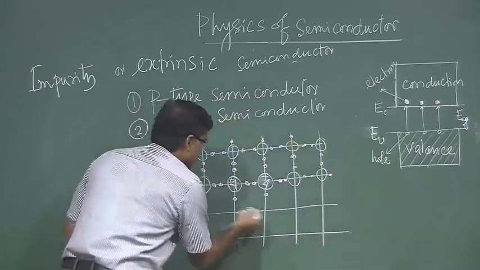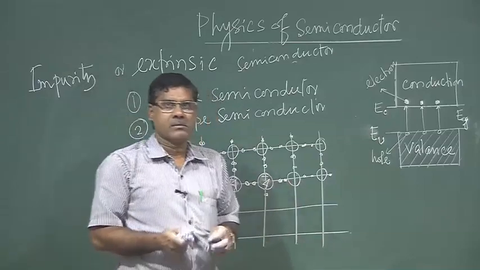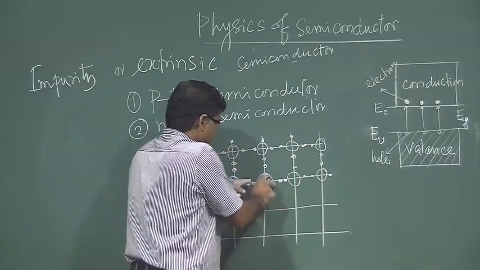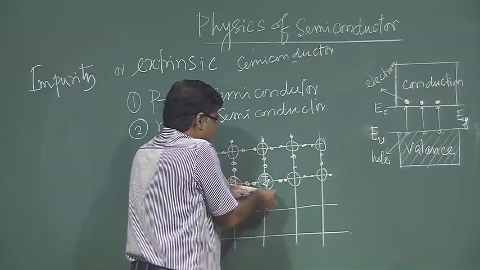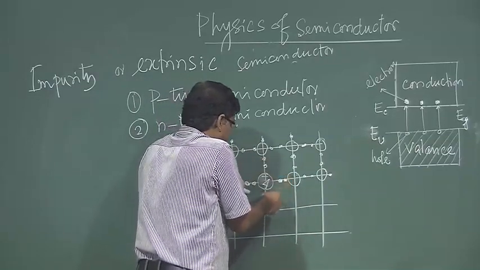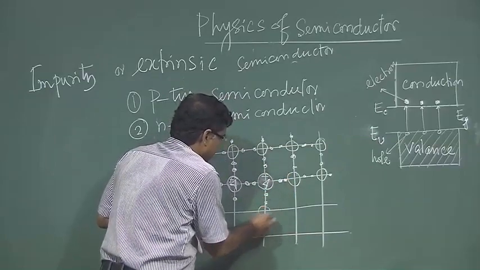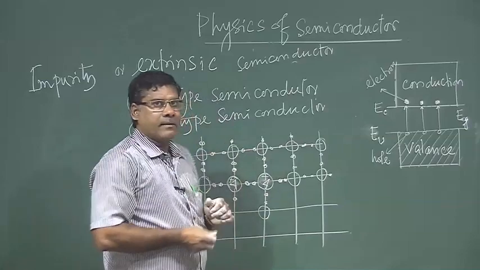Okay. So, this way we will form a covalent bond. Okay. So, they are sharing. So, it has 4 electrons and they are shared with the 4 electrons of the neighbors, right.